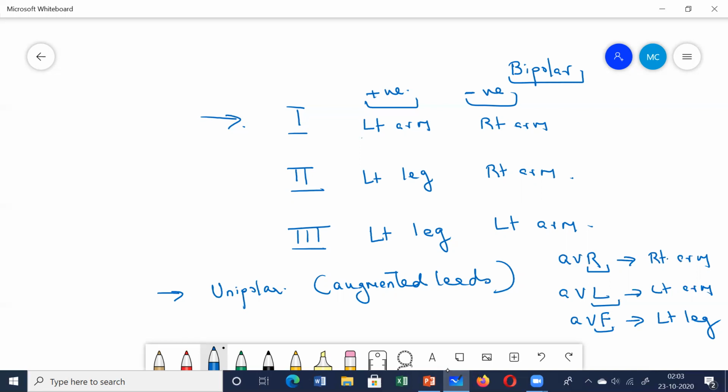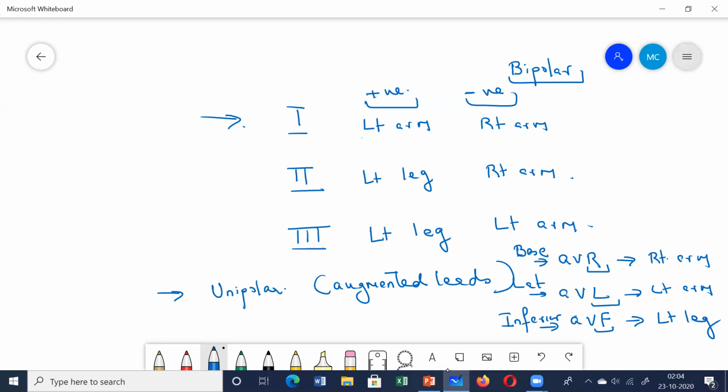I repeat once more. AVR is the base of the heart. AVL is the lateral surface of the heart. And AVF is the inferior surface of the heart. So from these leads, with AVR you get a view of the base of the heart, with AVL a view of the lateral surface, and with AVF a view of the inferior surface of the heart.